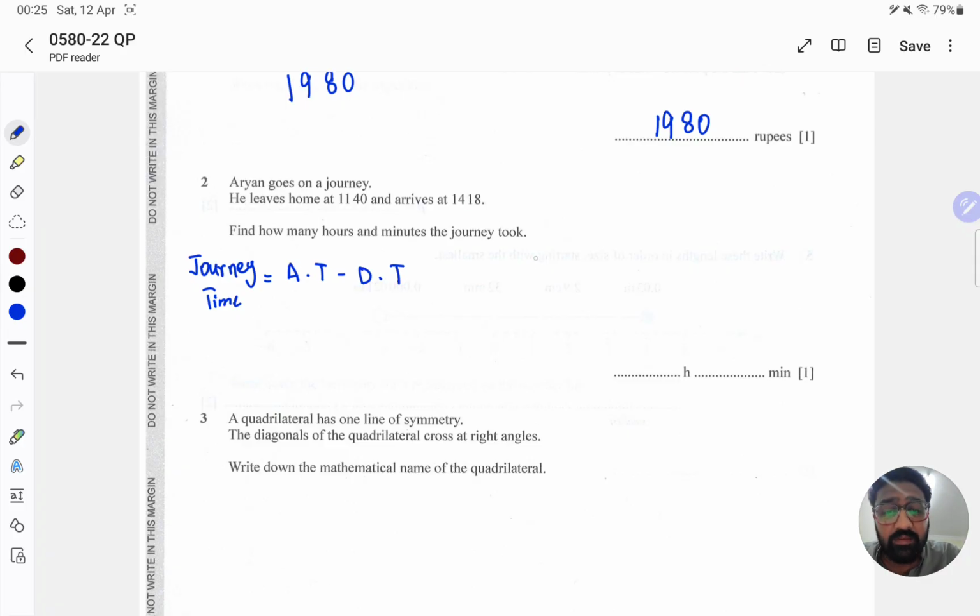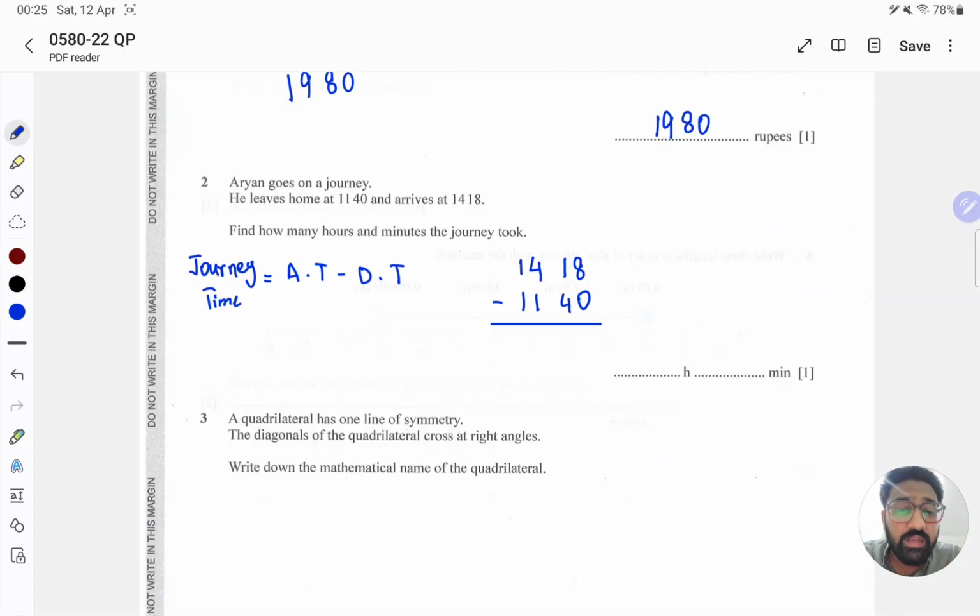So arrival time is 14. Remember, when you are doing the subtraction of these kind of things, the values should be always in 24-hour clock time. So it's already in 24-hour clock over here. So we don't need to convert them into 24 hours. 14:18 minus 11:40. Remember that you are going to subtract minutes from minutes and hours from hours.